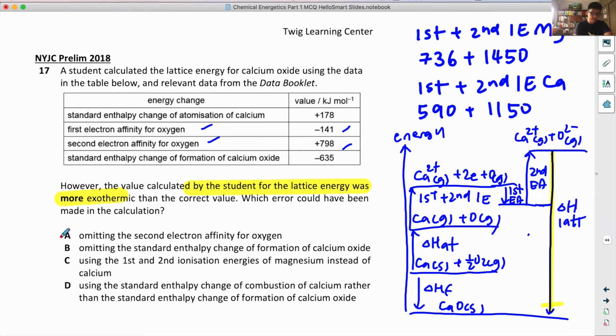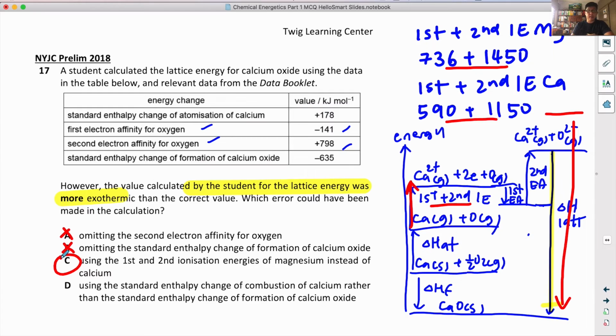They are not correct. Using the first and second IE of magnesium instead of calcium. You notice the first and second IE of magnesium is actually greater than that of calcium. So if you use the first IE and second IE of magnesium, this one will be longer. If this is longer, the lattice energy will end up becoming more exothermic also. Does it make sense? So the answer actually is C.